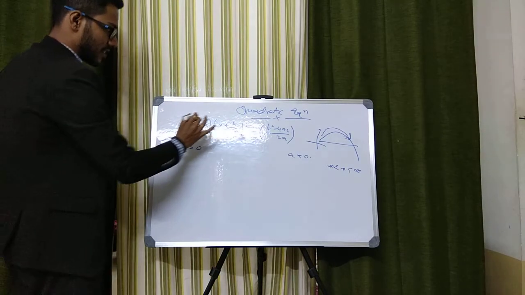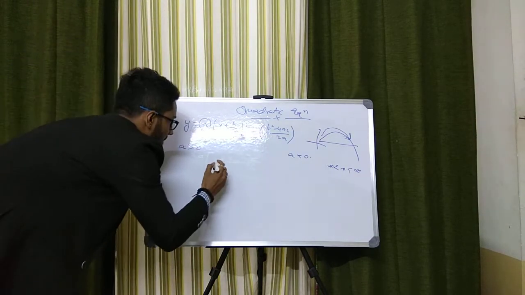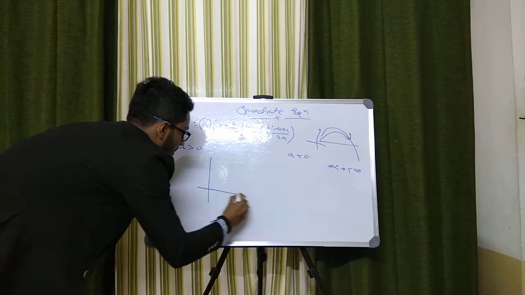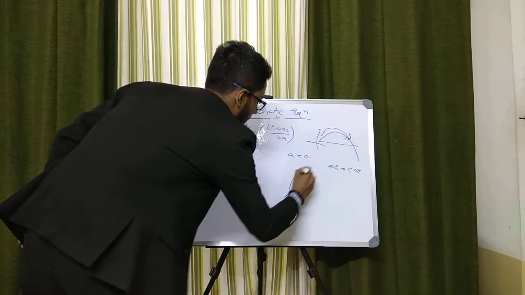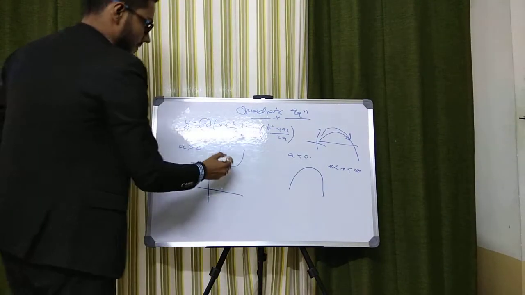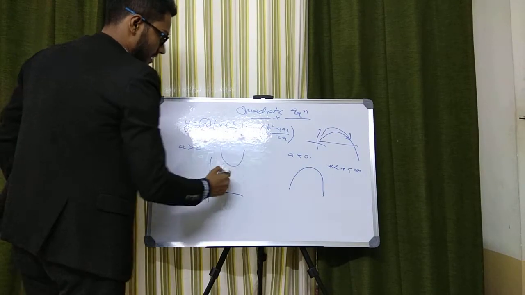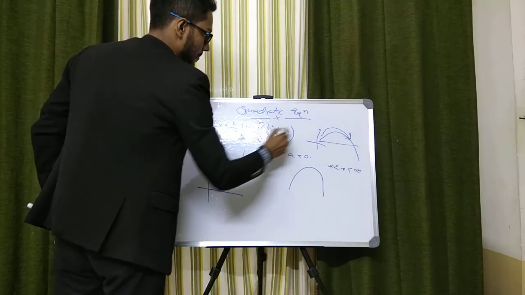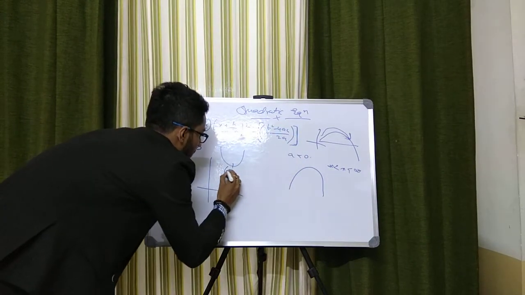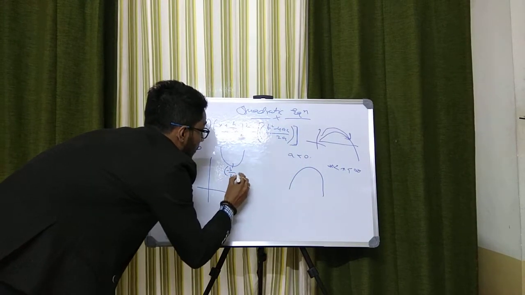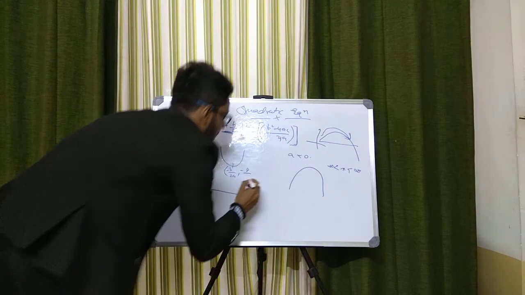Now if a is greater than 0, what do you expect? Suppose a is greater than 0, your graph will look like this. If a is less than 0, your graph will look like this. Why? A greater than 0 means this will always be positive. This point is called minus b by 2a comma minus d by 4a.